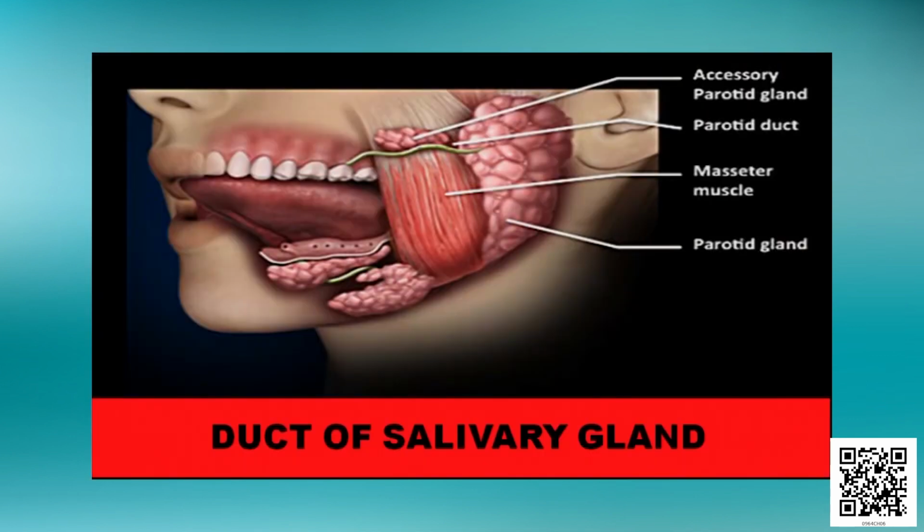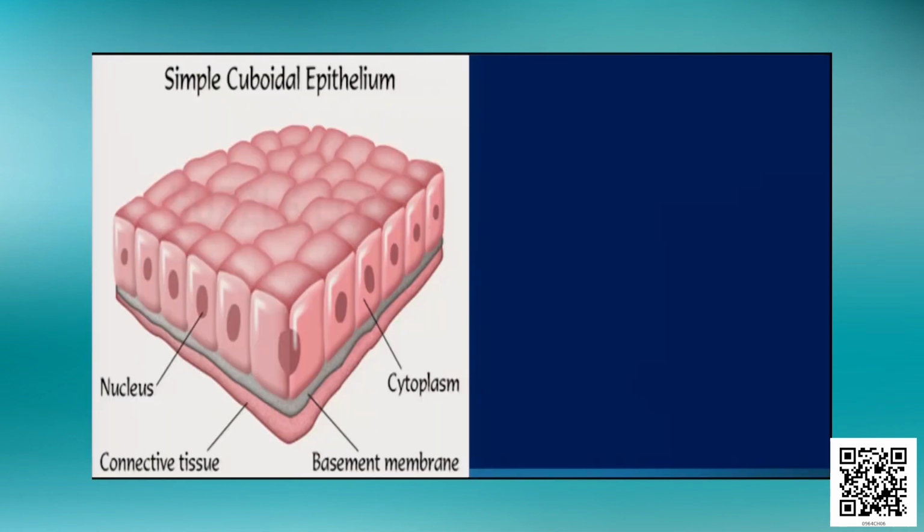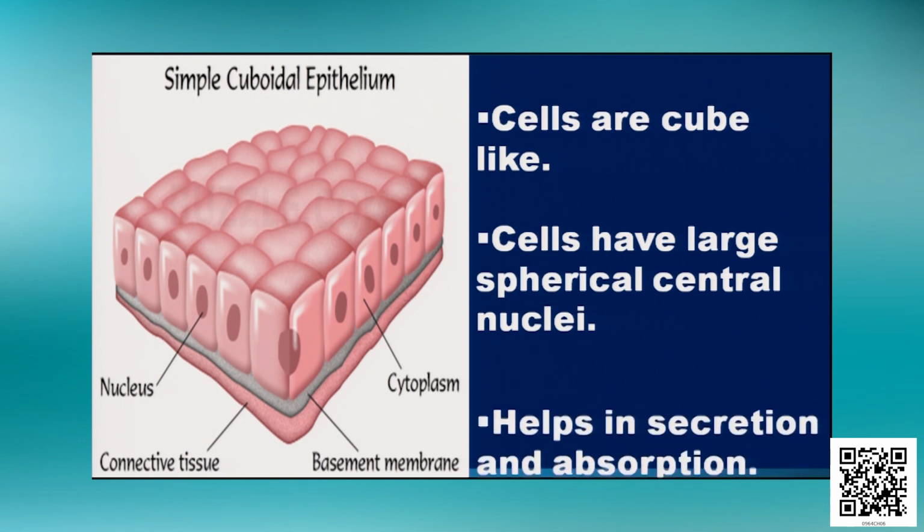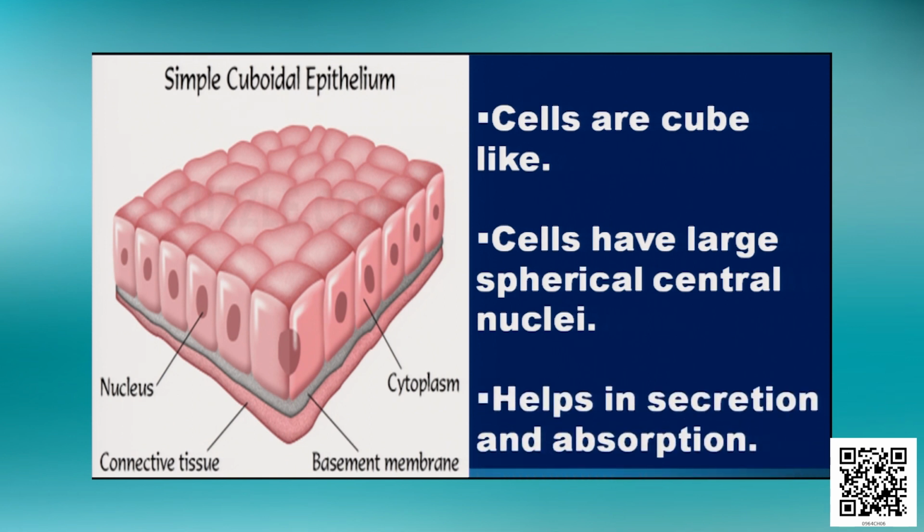Okay. So the picture of cuboidal epithelial tissue shows it like this. Look at the picture. Why are they called cuboidal epithelial? Because they are cube-like. Next, they have large spherical central nuclei. From the picture you can see the nuclei are positioned in the center and are large. Yes. What do they do? They help in secretion and absorption.